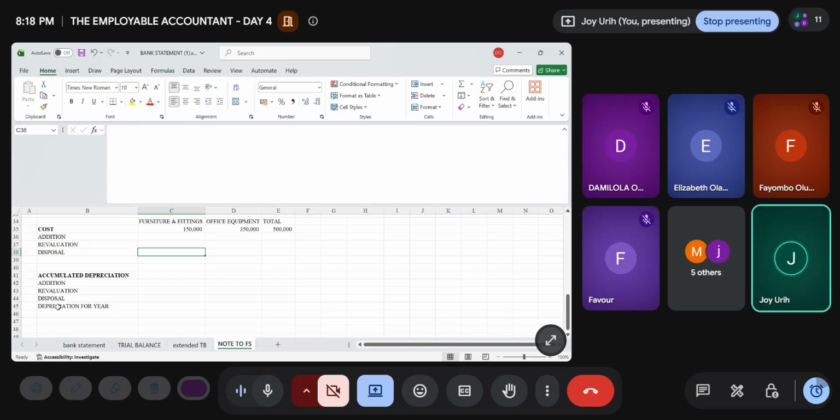So disposal is always in negative. Addition is positive, we are adding to the company's assets. Disposal is negative. Revaluation surplus is positive. So I believe we got that.